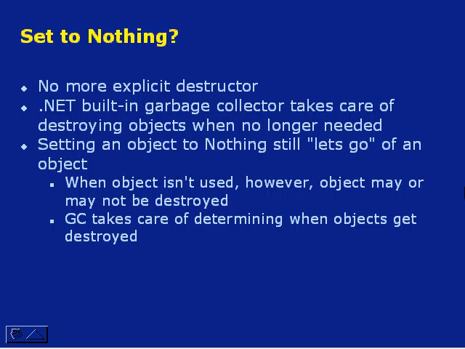Basically, the .NET built-in garbage collector, the GC, for those in the know, takes care of destroying objects when those objects are no longer needed. When you set an object variable to nothing, that still lets go of that reference. And when the reference count gets down to 0, sooner or later, the .NET runtime will destroy that object. It's just that you can't know when that actually will happen.